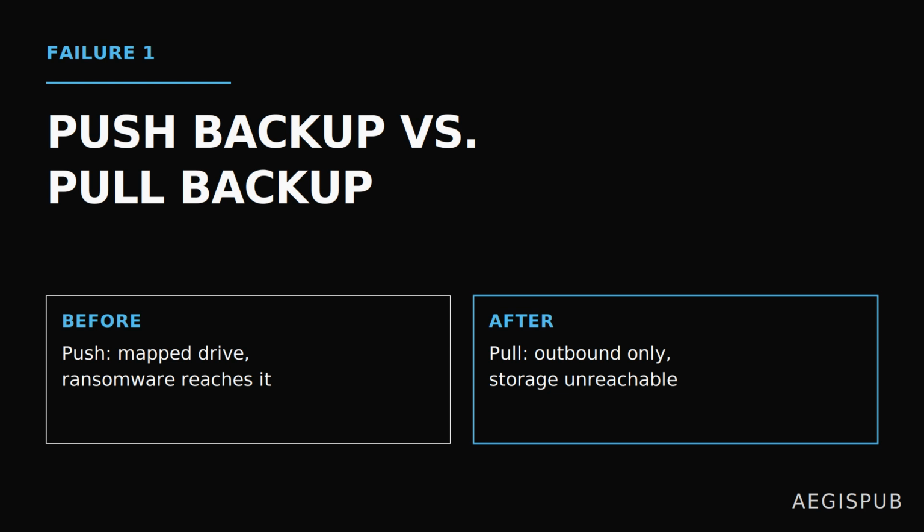The backup system should be architected as a pull model rather than a push model. The backup system connects outbound to the sources it is backing up from a network segment that the source workstations cannot reach, and the backups are written to storage that is not accessible from the network segments where the ransomware is operating. The backup storage is not a common mechanism shared with the production environment.